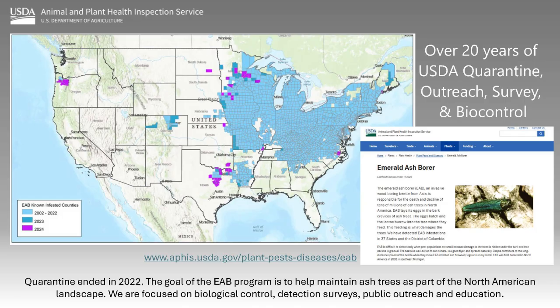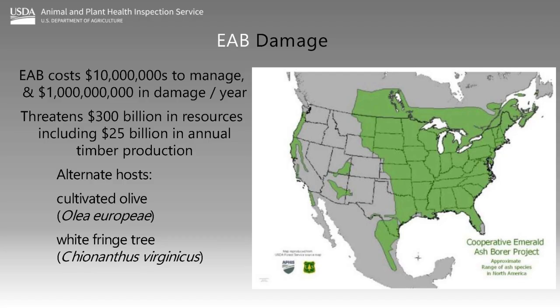Recommend checking the website out for that. Why do we care about EAB? Well, looking at the damage, here is the map of the range of native ash species in North America. You can see here it is quite extensive. It's been estimated to make up about 2% of the canopy cover of all trees in the U.S.